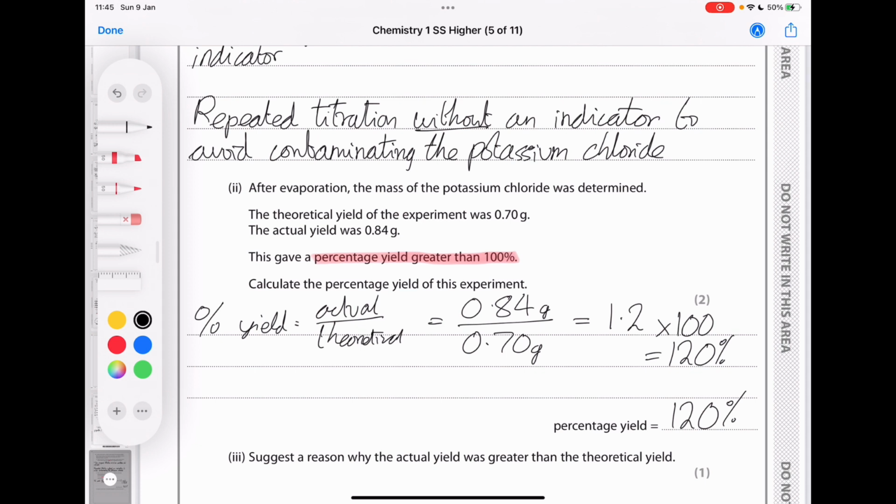Normally, if I got 120%, something has gone very wrong because I've made more product than I possibly could have. However, they told me in the question my answer should be more than 100%, so that is right for this question.